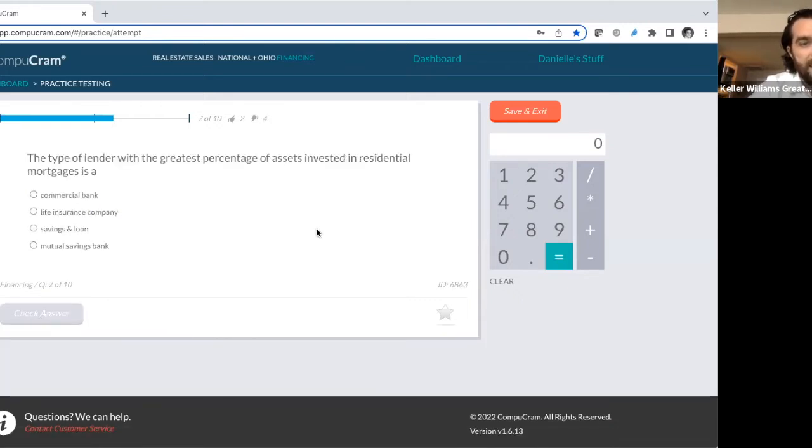Question number 7: the type of lender with the greatest percentage of assets invested in residential mortgages is A, a commercial bank, B, life insurance company, C, savings and loans, or D, a mutual savings bank.